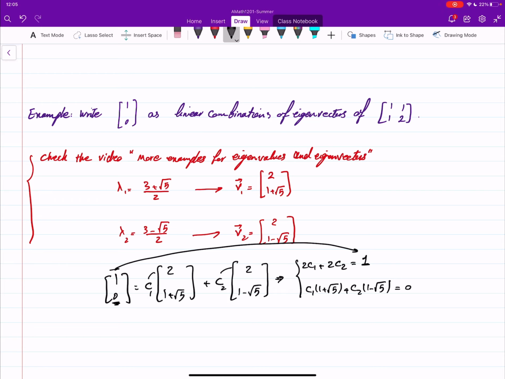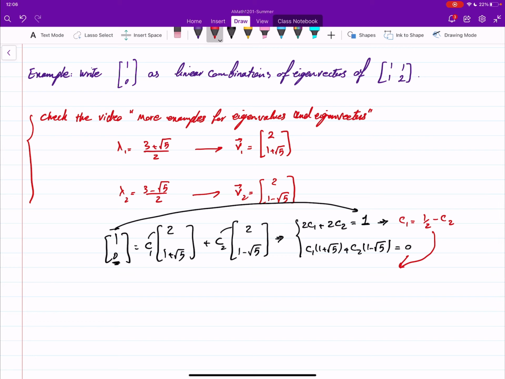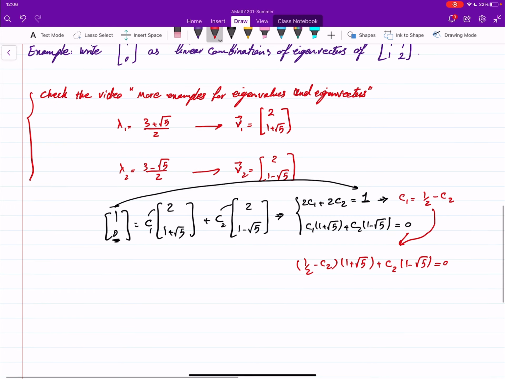Okay, how do you solve this? Here I will use the first equation to write C1 in terms of C2. So C1 here is half minus C2. I take that to the other side and divide by 2. Now I plug that into the second equation and I get what? (Half minus C2) times (1 plus root 5) plus C2 times (1 minus root 5). This must be equal to 0.